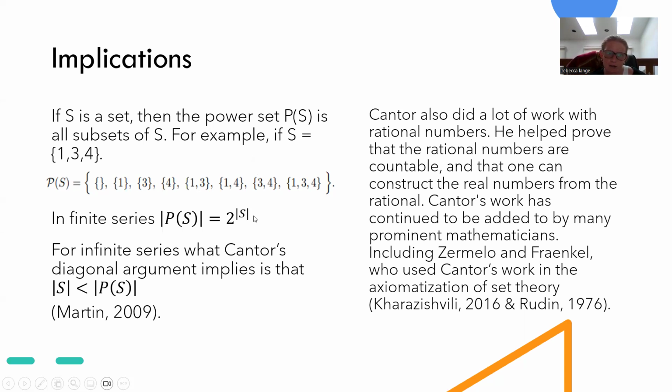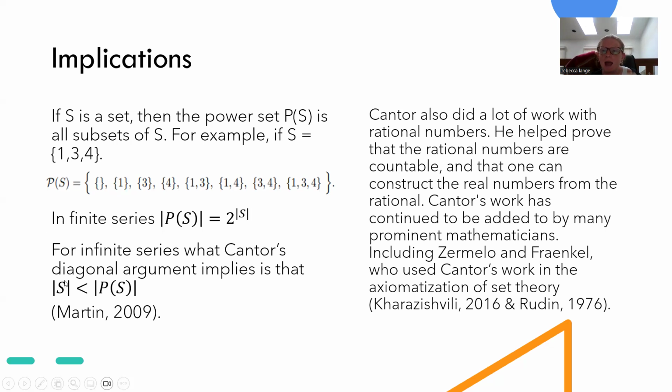If it was finite, you would take 2, raise it to the cardinality of S, and that would be the cardinality of the power set of S. So there's 3 values here, so the cardinality of S is 3. 2 to the third is 8. Well, there's also 8 values here, so the cardinality of P of S is also 8. And the same does not necessarily apply if it's infinite.